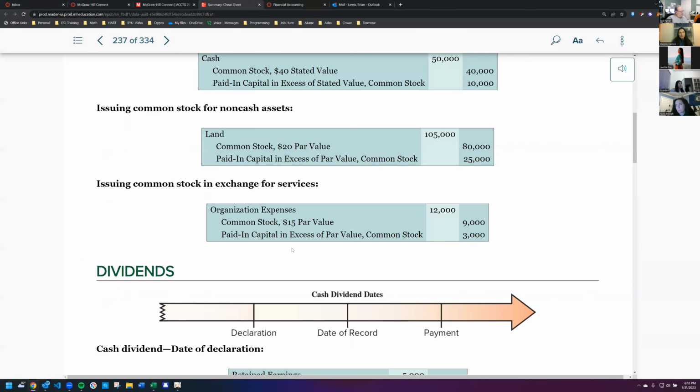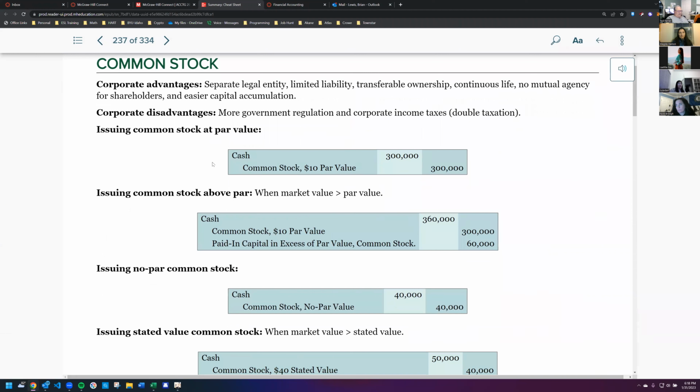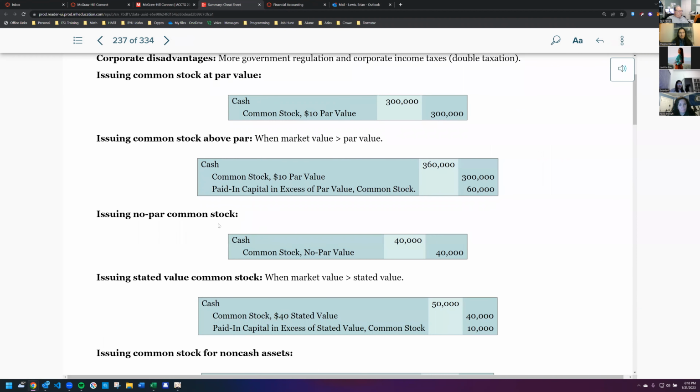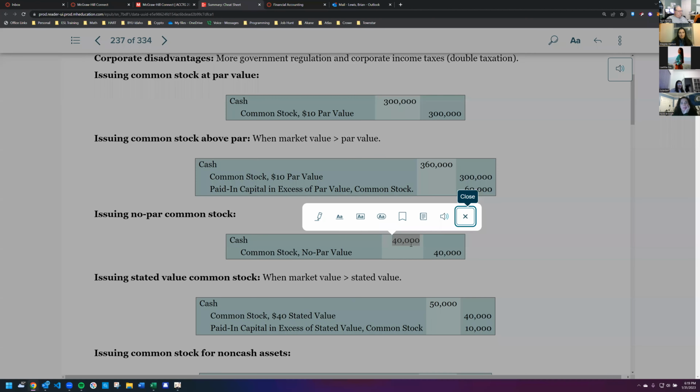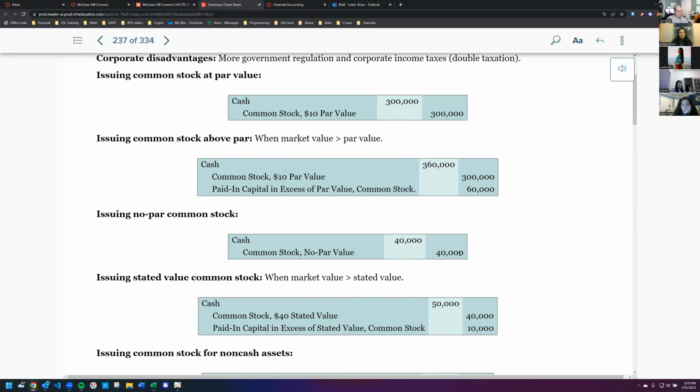So let's go back over here. So at par value, pretty easy. Above par value, you have these two accounts, the common stock and the paid in capital in excess. If there's no par value for the common stock, they don't give you this at all, right? They say no par, then it's whatever you receive, whether cash, buildings, services, whatever on the debit side, it's just the same value on the credit side for the common stock, no par value.